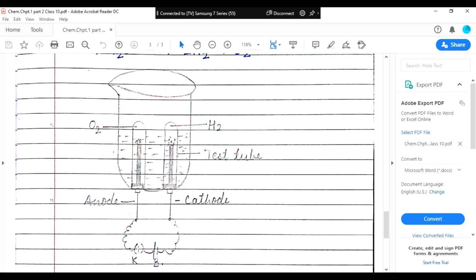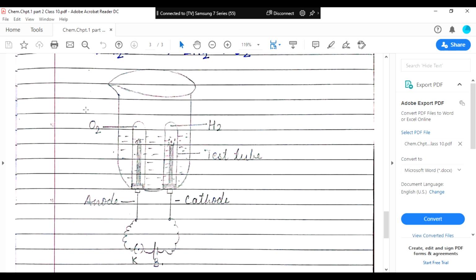When the key is closed, electricity will be supplied as the circuit will be completed. This electric current will break down water molecule. Water molecule will break down into hydrogen and oxygen gas. Hydrogen has positive charge. Oxygen is negative, meaning hydrogen is electropositive and oxygen is electronegative.